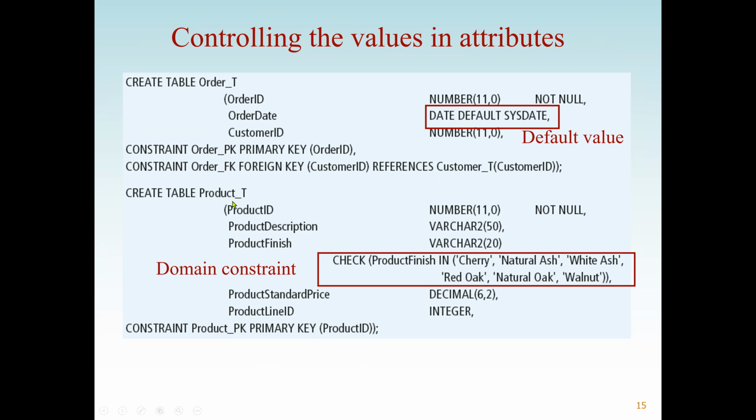Then we have create table product T. We have the 3 attributes. And also we have a check product finish in. So for the product finish attribute, you have cherry, natural ash, white ash, red oak, natural oak, walnut. That would be the domain constraint.